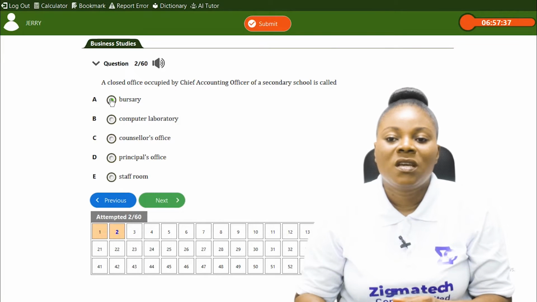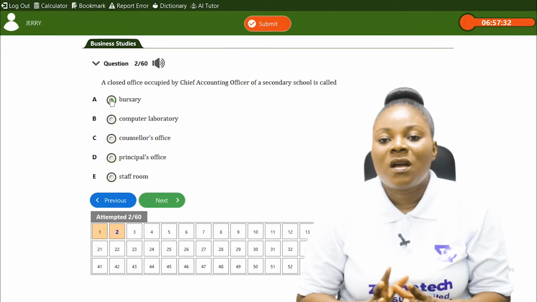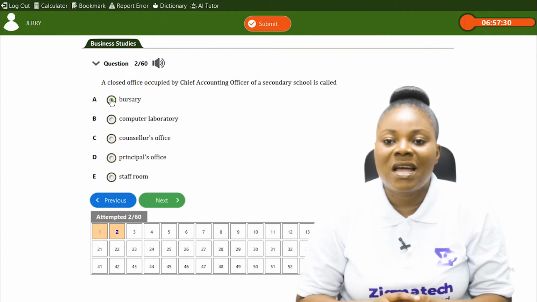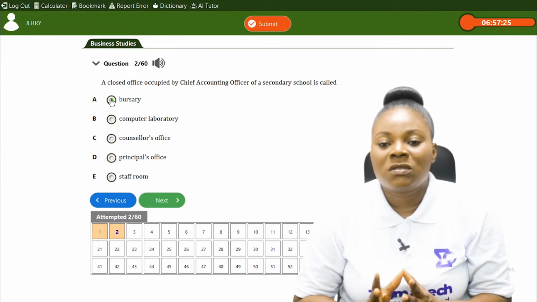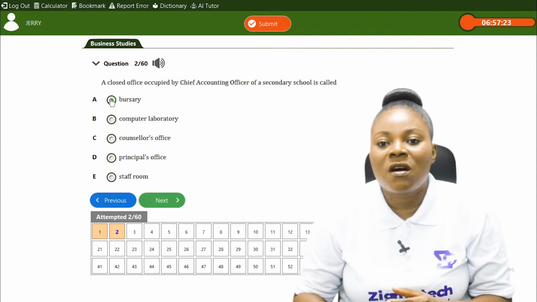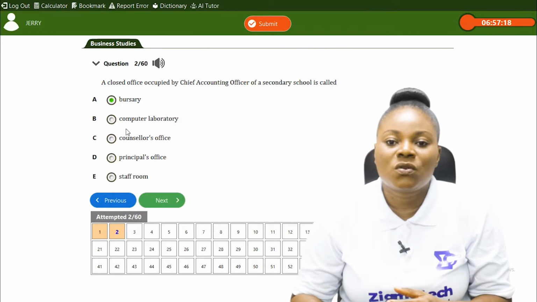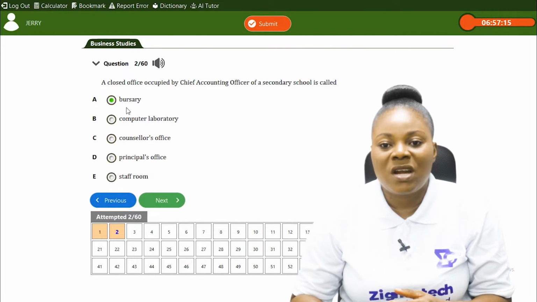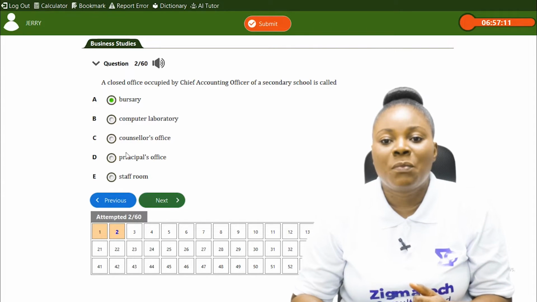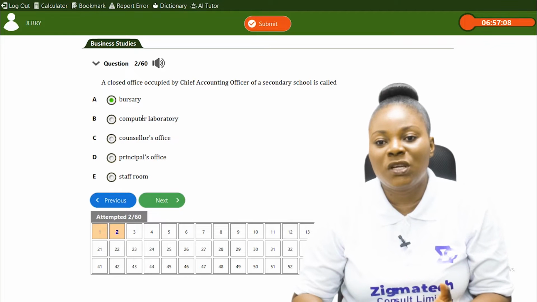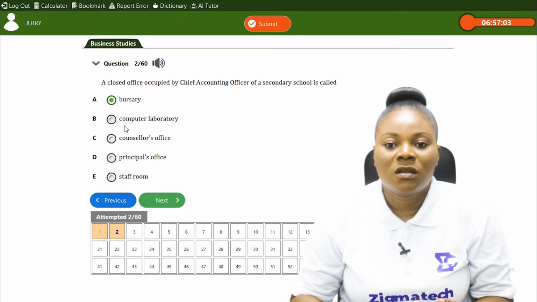The bursary is an office or a department where accounting transactions, that's the inflow and outflow of money, are recorded or taken care of. So a closed office occupied by the chief accounting officer of a secondary school is referred to as a bursary. A bursar is also referred to as an accountant, but a chief accountant. So the office is referred to as the bursary office.